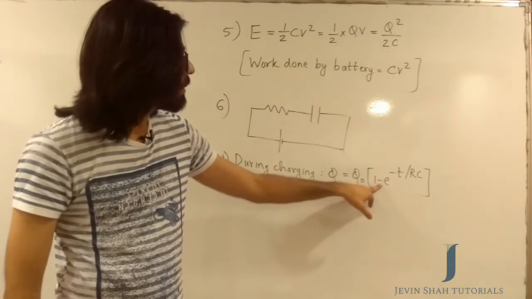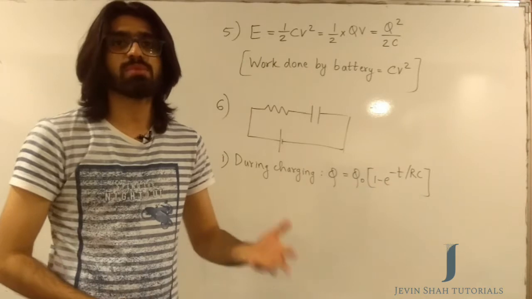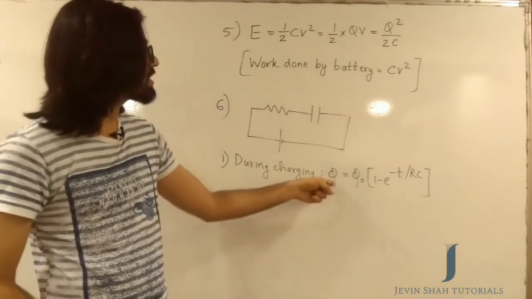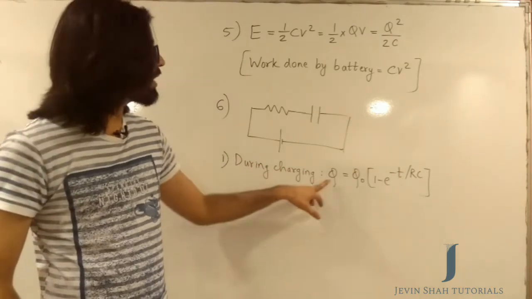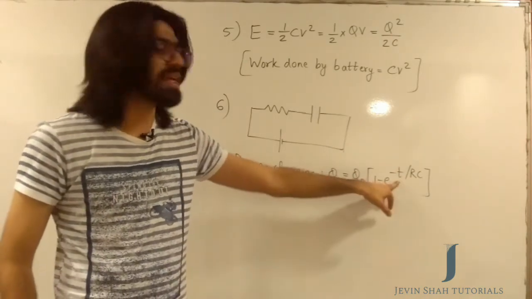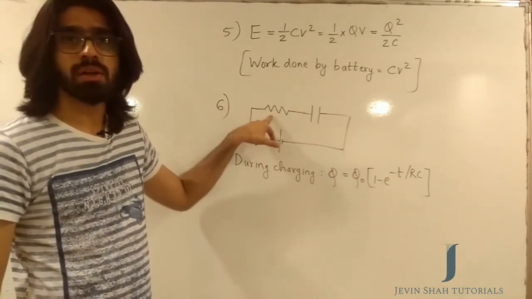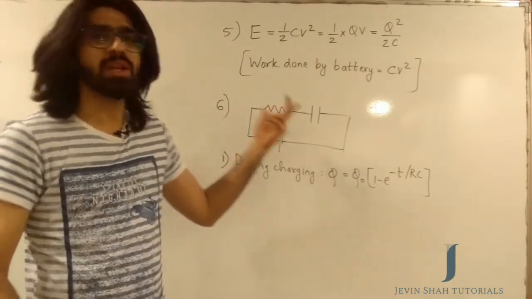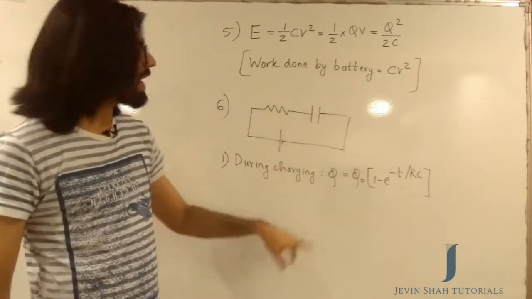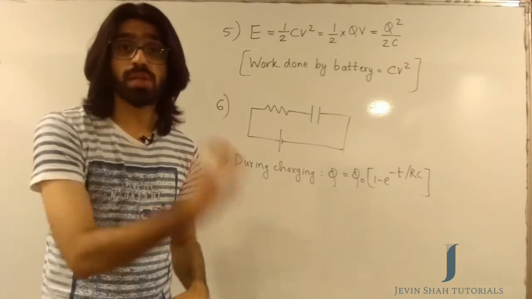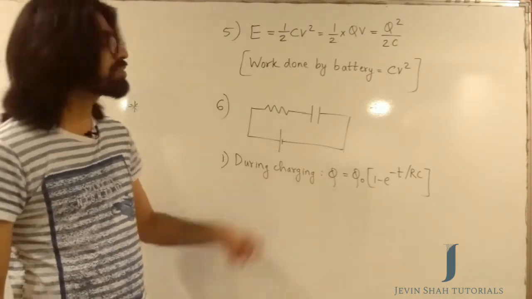It is 1 minus e power minus t, where t is given at any point of time. So if I talk of the charge on the capacitor at 1 second, I have to put t as 1. If I want the charge on my capacitor after 2 seconds, I need to put t as 2, and so on. R is the resistance that you have connected, something in ohms, and C is the capacitance of the capacitor. That's the equation that is going to get followed for the charge on the capacitor while it is being charged.